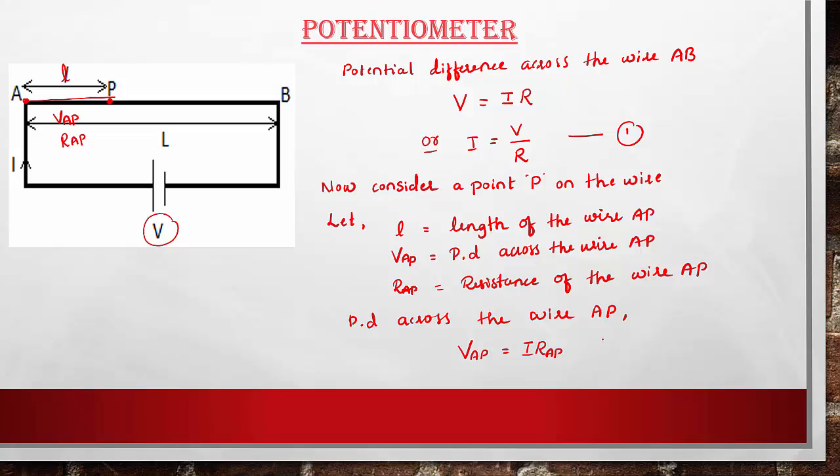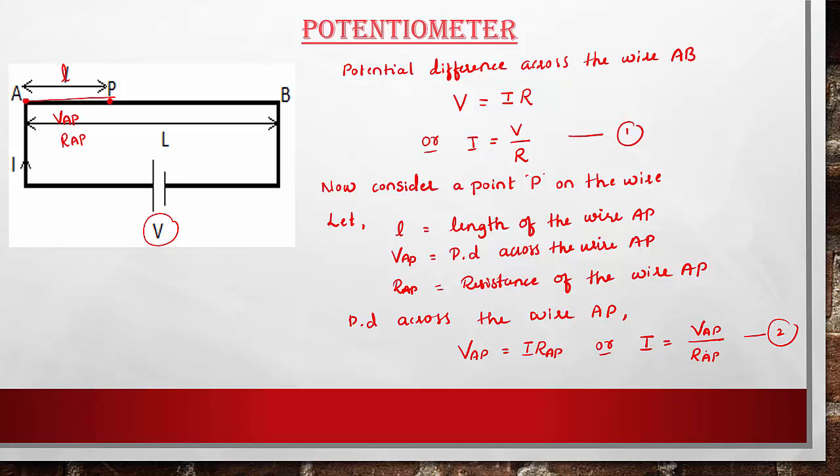Or this equation can be written as I equal to VAP divided by RAP. Right? Let us take it as equation number 2. I equal to V by R is for the wire A to B. I equal to VAP over RAP, that is equation 2, is for the wire A to P.